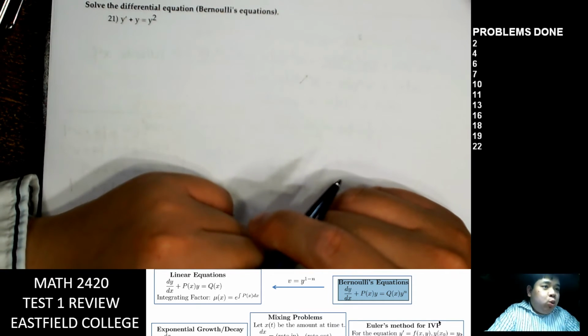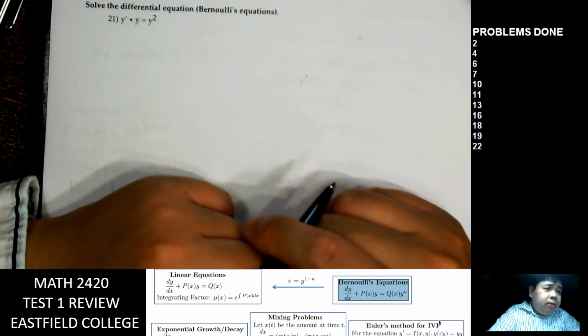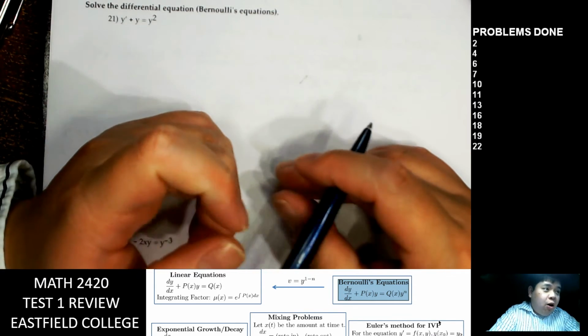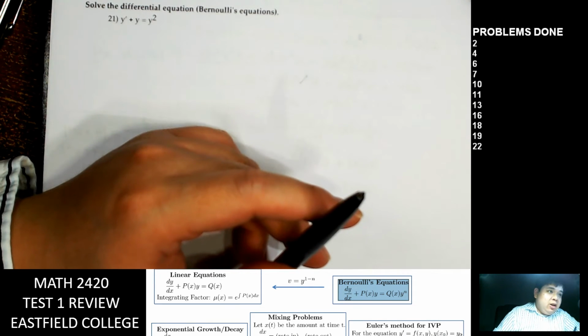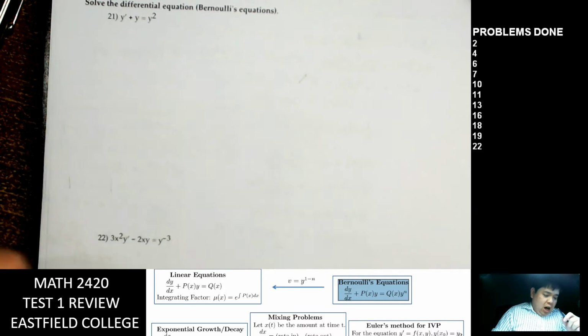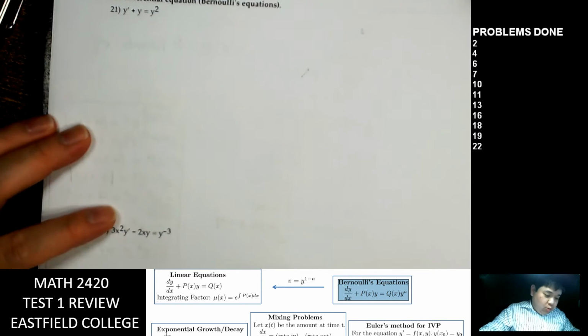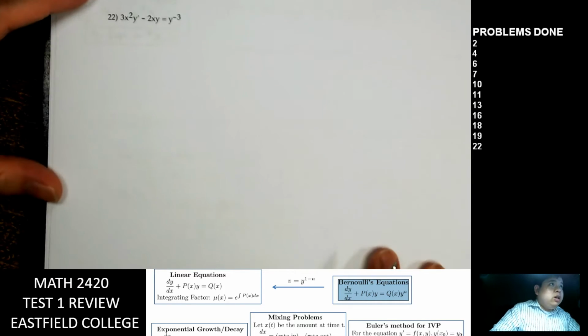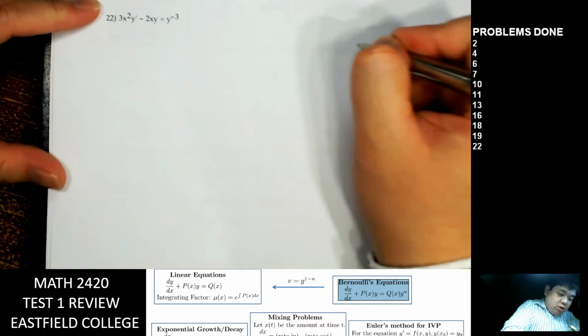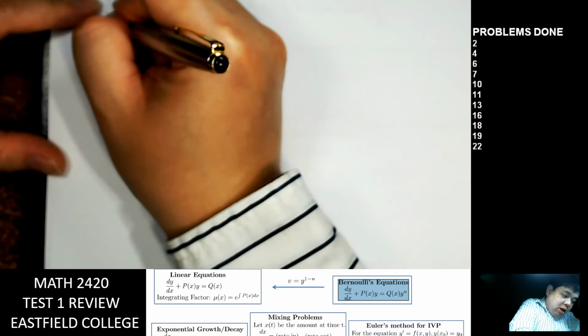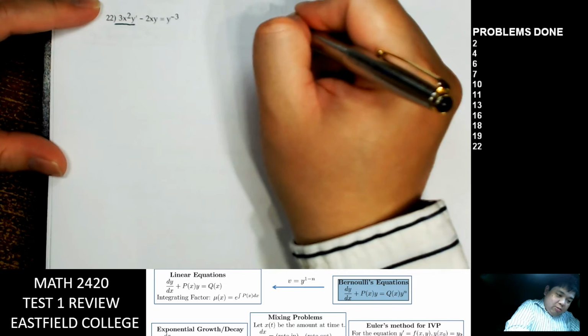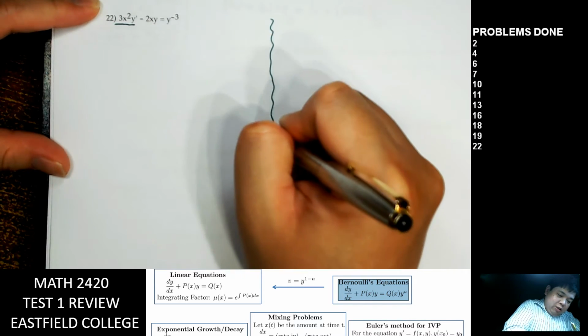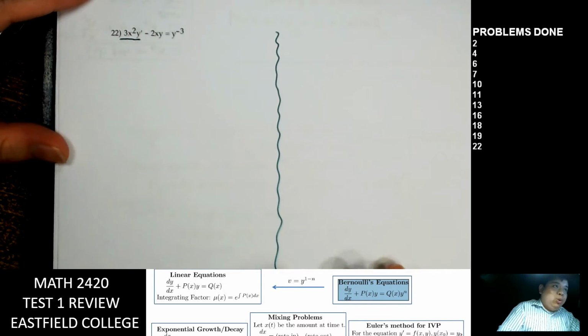Right. As we see that, it looks like the standard form of the linear equation. It looks exactly like that, except for the y to the n. So we should change that to the right form. So I will divide by x squared on both sides. By the way, this problem could be long, so let's divide it into two parts.